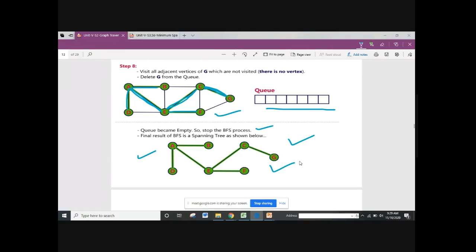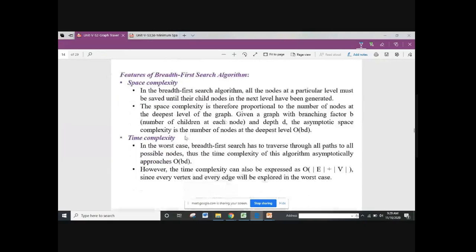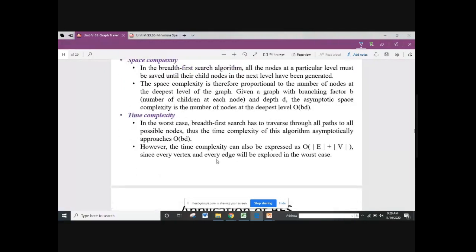Clear with BFS, students? Yes, ma'am. So my time complexity will be, you'll be learning it anyway in detail in your next semester, but I'll tell you how it is found.